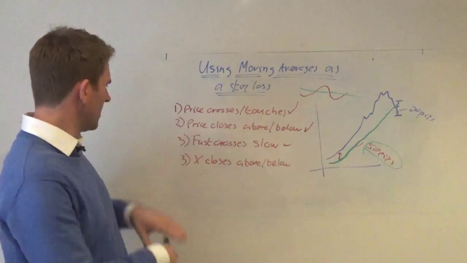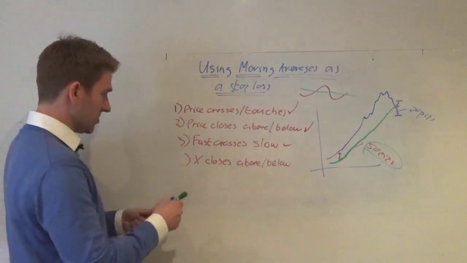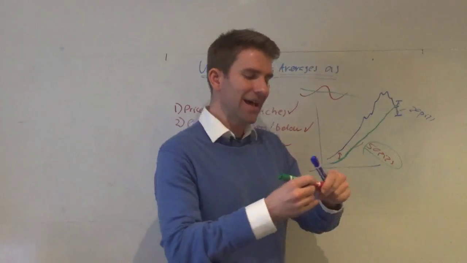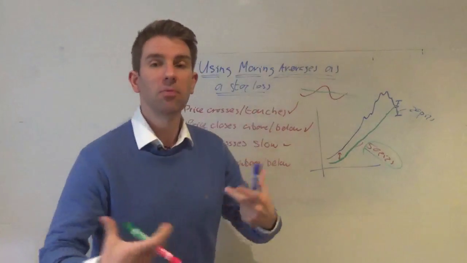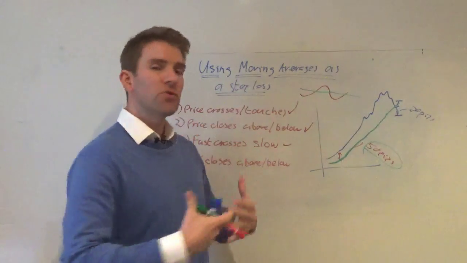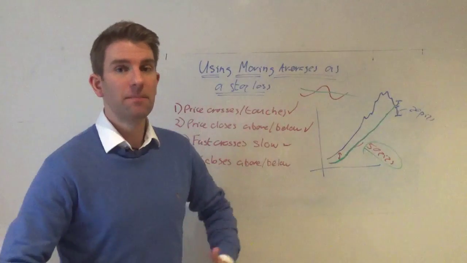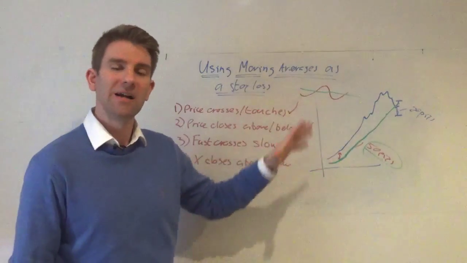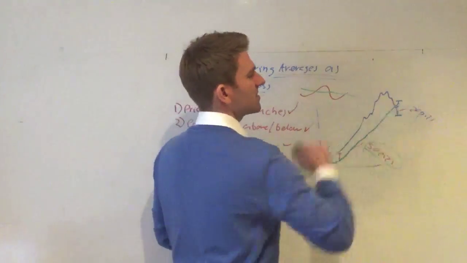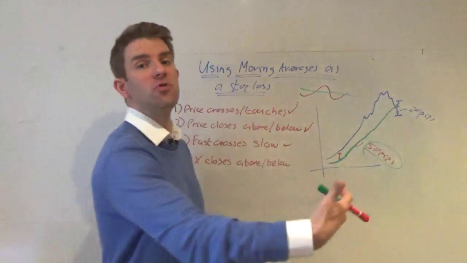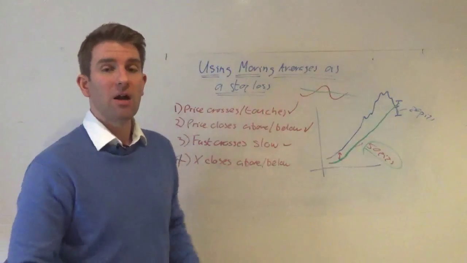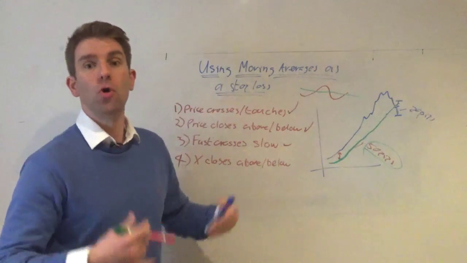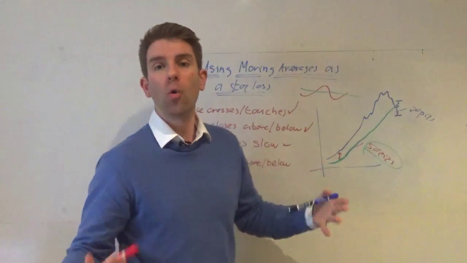And the final thing here, I don't know why I've put 3 twice, is obviously number 4, X closes above or below. What I mean by X is a specific number of closes. So you're giving yourself a little more room to breathe based on history. You might say, very often in this trend we've had a couple of candles that just kissed under that moving average and then we've resumed the trend, so I'm going to allow for that. If we have 3 closes below, I'm out on the 3rd close, or 1 close below, I'm out on the 2nd, or whatever it may be.